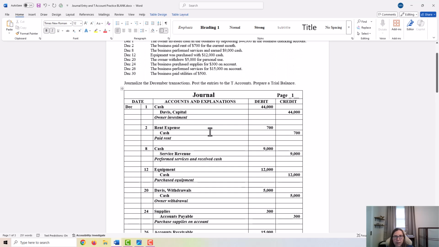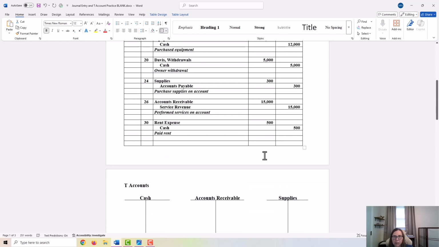And that's it. Now the journal entries are done. And all you have to do now is post to the T accounts. Now you don't have to sit here and go through the thought process of deciding what account you are debiting, what account you are crediting, because you're simply copying from these debits and credits over to the T accounts.